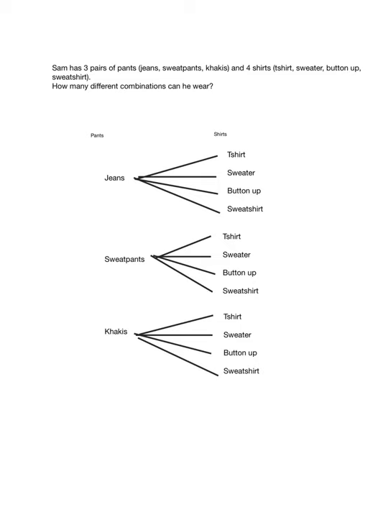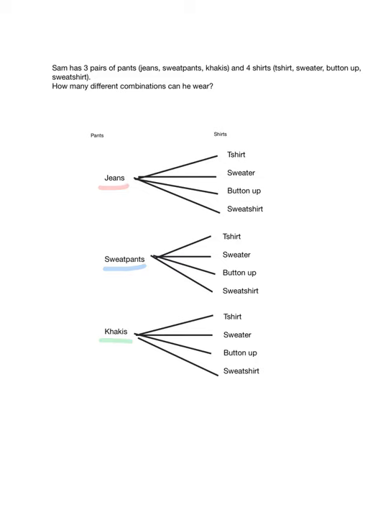I said before one of the benefits of using the tree diagram was that you could see all possible combinations or outcomes in one picture. From here, we can answer any question that could be asked. For example, if we want to know how many different outfits he can wear with jeans, all you have to do is follow the first set of outcomes. If you want to know how many he can wear with sweatpants, you follow the second, and khakis for the third.